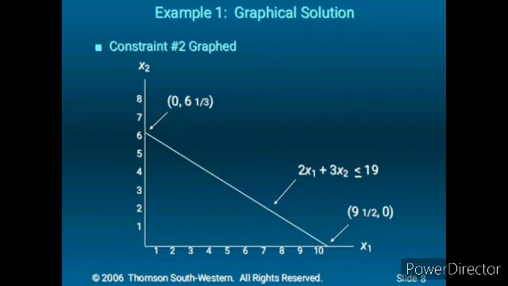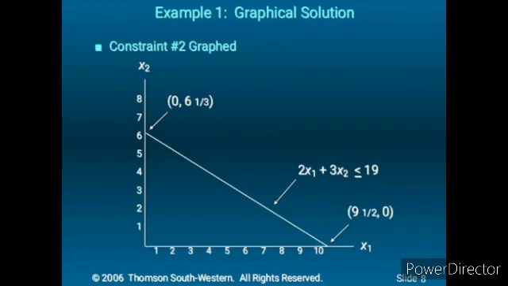So to compute the value of x sub 1, which is 9.5, we simply change the value of x sub 2 into 0. So the solution is 2x sub 1 plus 3 multiplied by 0 is less than or equal to 19. The result is 2x sub 1 is less than or equal to 19, because 3 multiplied by 0 is 0. To compute the value of x sub 1, we need to divide it by 2. So 2x sub 1 divided by 2 is x sub 1, and 19 divided by 2 is 9.5. So the value of the x sub 1 intercept is 9.5.